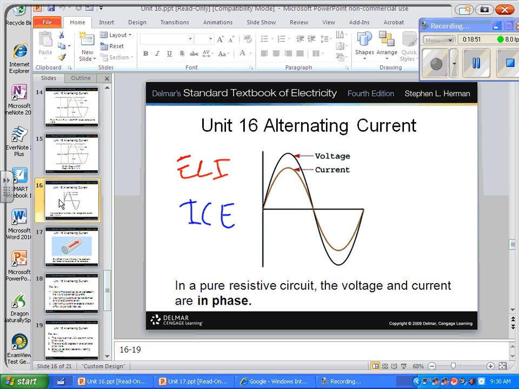And then in the capacitive circuit, current leads voltage. Okay. So that's just something we need to know later, but now is better, because we're talking about inductance.